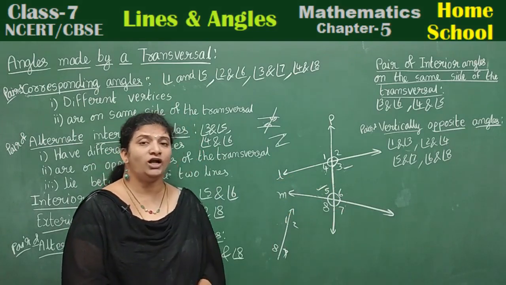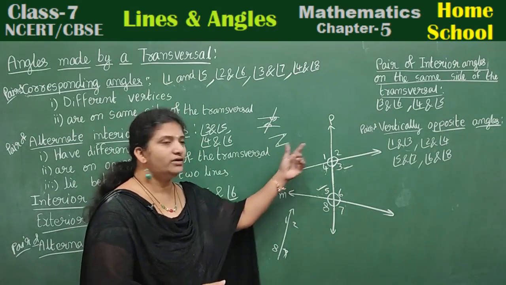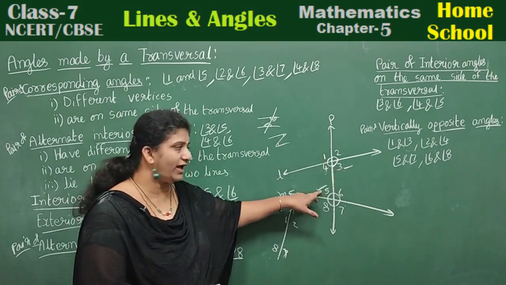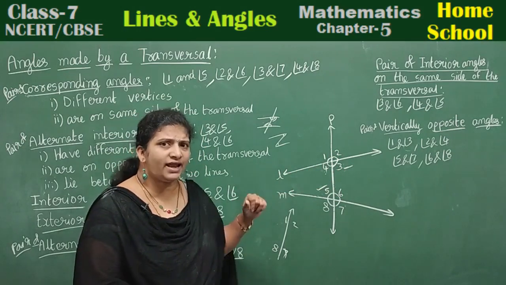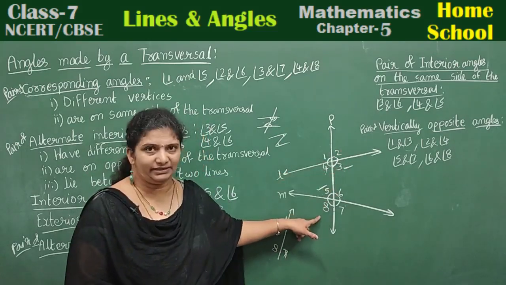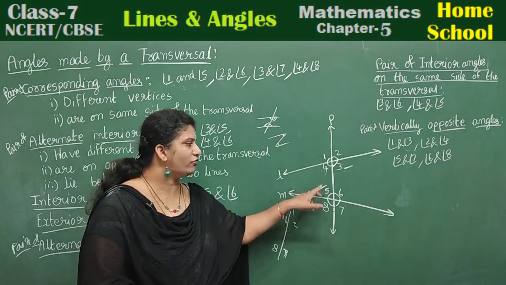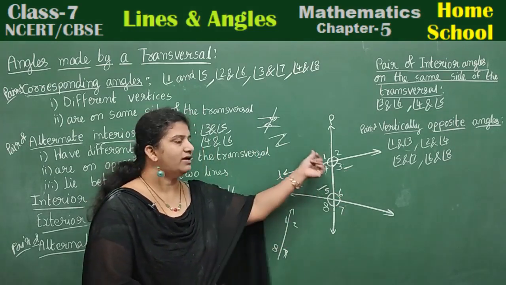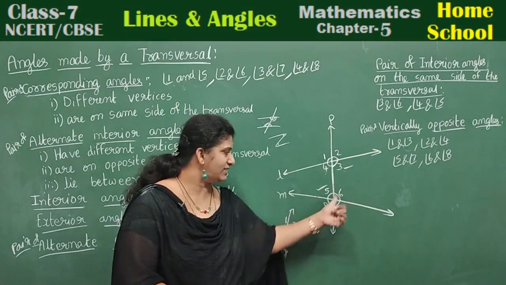Next, pair of alternate interior angles. Alternate interior angles are what? Observe here, inside the two lines, alternate. Angle 3 alternate to angle 5, angle 4 alternate to angle 6. Alternate exterior angles. Angle 1, angle 7, angle 2, angle 8. Pair of interior angles on the same side of the transversal. Angle 4, angle 5, angle 3 and angle 6. Vertically opposite angles. Angle 1, angle 3, angle 2, angle 4, angle 5, angle 7, angle 6, angle 8.